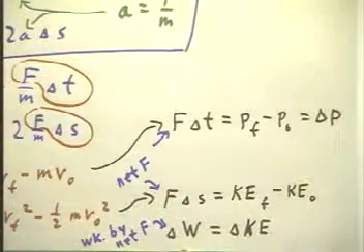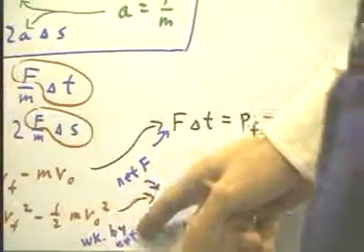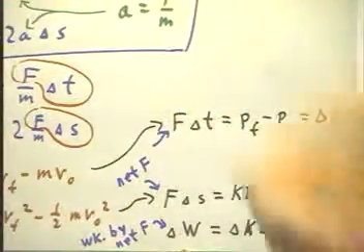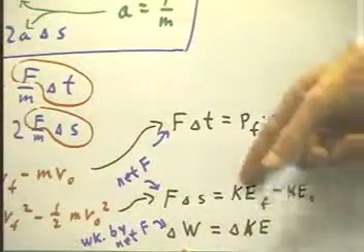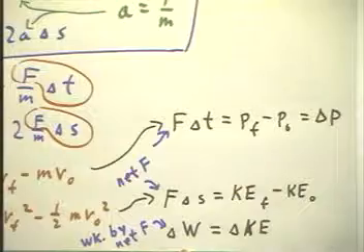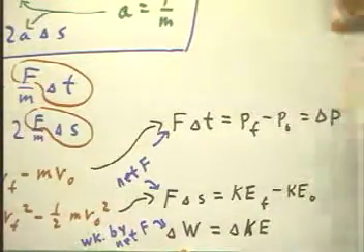Here we see that F delta S is just our delta W, the work done by the net force. Again, F is the net force. And the work done by the net force is the difference between the kinetic energies, or the change in kinetic energy. So we have the work energy theorem and the impulse momentum theorem.